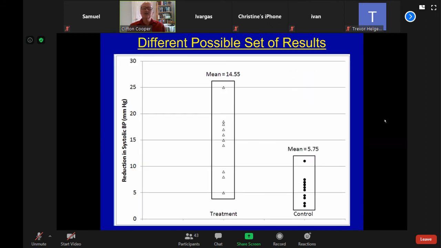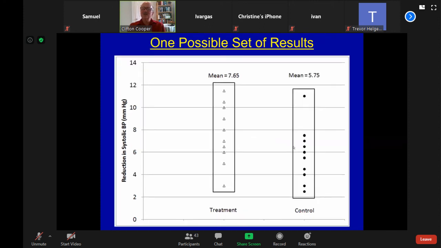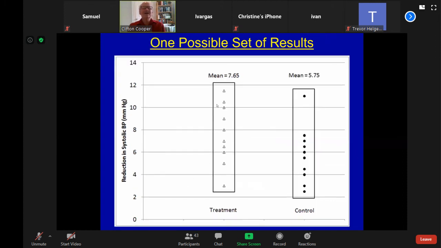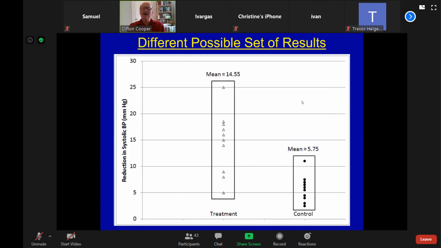Here's a different possible set of results. Here I kept the controls the same. Notice this just contracts basically to be this group. And instead, I made the treatment ones much larger. And so now one of these went down by as much as 25 points. Now, does it look like there's a real difference between the treatment and the control groups? Yes. And if you do the statistical analysis, which I did, it indeed shows that the treatment had a significant improvement over the alternative.